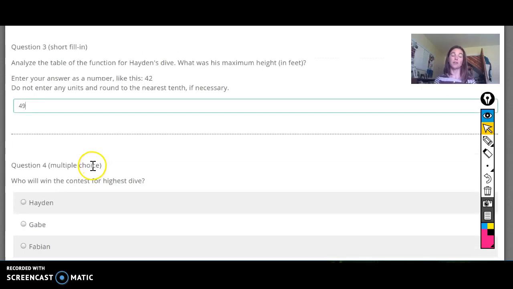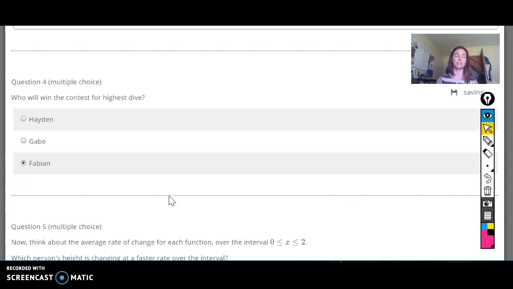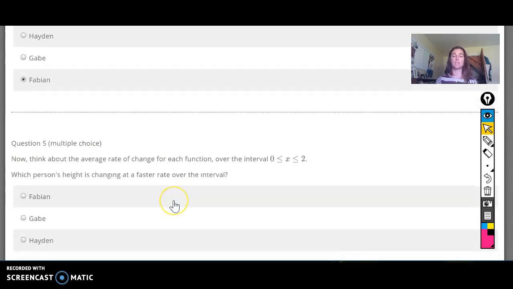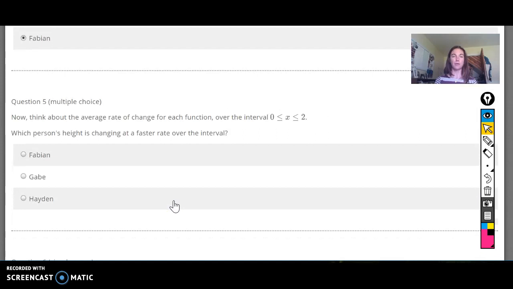Okay, so then, based on this, we can tell that Fabian at 49.6 is going to win this diving competition. And now, this is a really interesting question. Think about the average rate of change for each function over that time interval between 0 seconds and 2 seconds. So when they start jumping and then when they hit the water, or approximately when they hit the water, which person's height is changing at a faster rate over that interval.